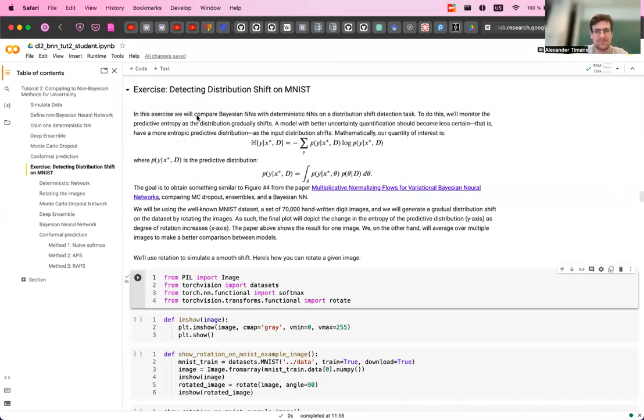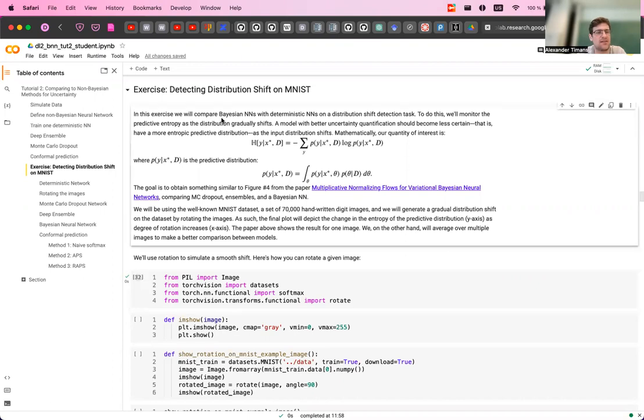All right, welcome back. So now we had a look at deep ensembles, Monte Carlo dropout, and conformal prediction on the one-dimensional regression toy example. In the exercise, we'll look at them for MNIST classification, and specifically we'll use them for distribution shift detection. Perhaps in a way it's a bit similar to your project on outlier detection, in that we'll try to see if these methods are able to react to distribution shifts. What we're going to do is take MNIST images and start rotating them slowly, and we'll increase the rotation angle.